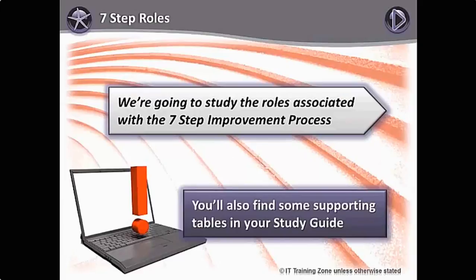Now we're going to walk through the 7-step improvement process and identify some of the other roles that need to be involved in order for the process to be successful. You'll also find some supporting tables in your study guide.